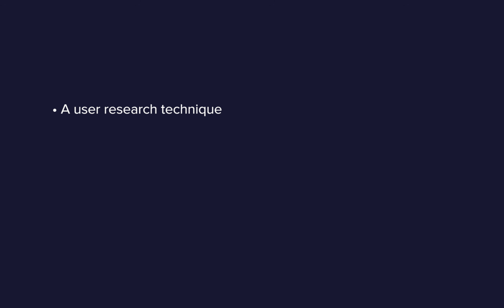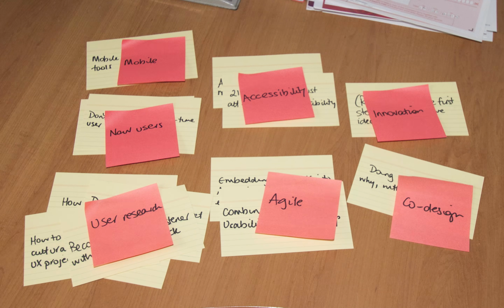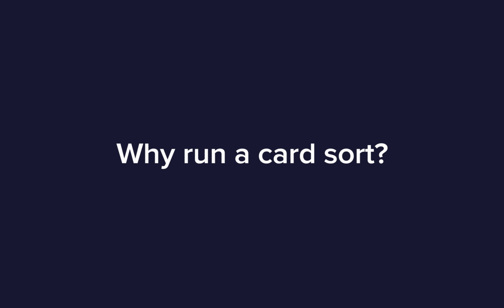It's a user research technique. You can use it to learn about how your users think about content, groupings and terminology. The basic approach is to give people cards. If we were doing it in person, these would be physical index cards that list content from your site. They arrange these into groups that make sense for them and describe the groups with a short label. From this you can learn about what they think goes together, why it goes together, and what they would call it. This is all super useful information when you're trying to organise content in a way that works for your users. Why would you run a card sort?